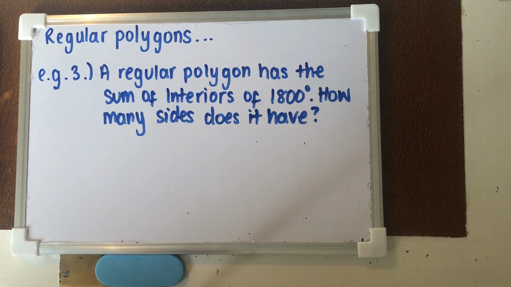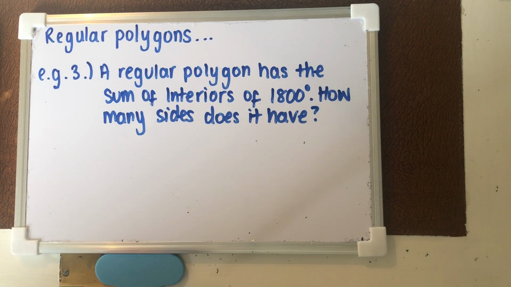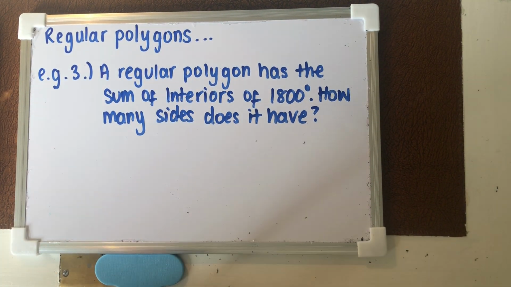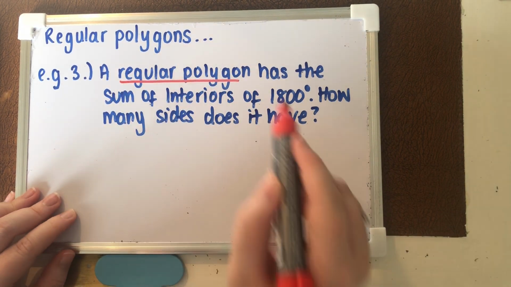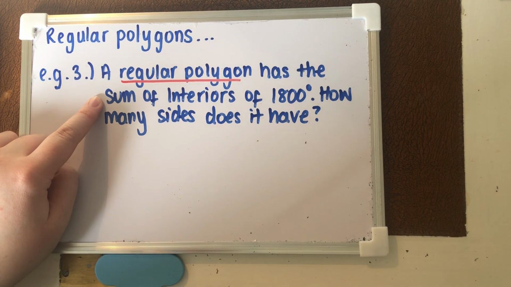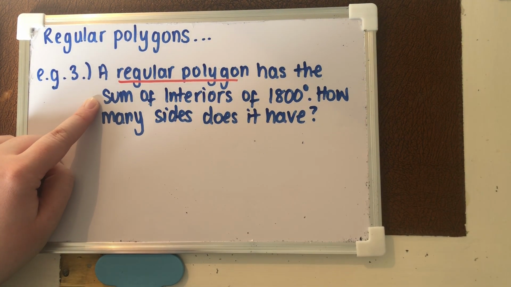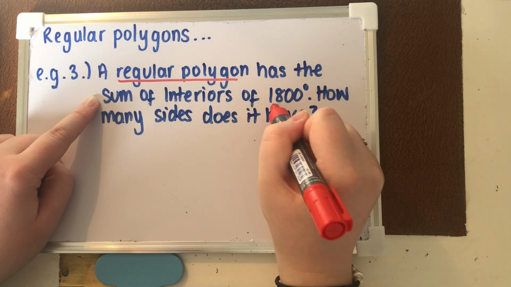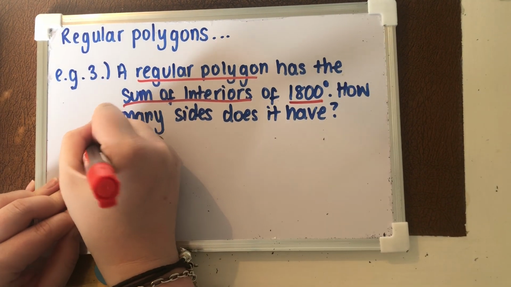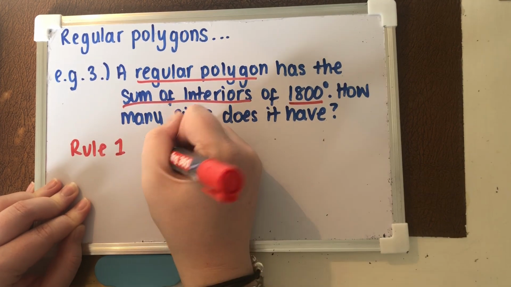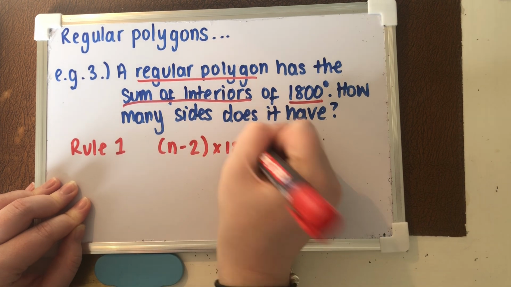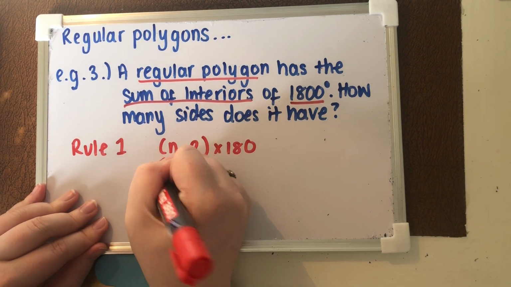Okay, so again, we're only focusing on regular polygons. So if we just read it through and see what's important. So one, regular polygon, obviously important, meaning all the angles are the same. It says here, the sum of the interior angles is equal to this number here. So the sum of interior, that's the formula, that's the rule 1 that we did last time. So that's n take away 2 times 180. Okay, and n represents the number of sides.